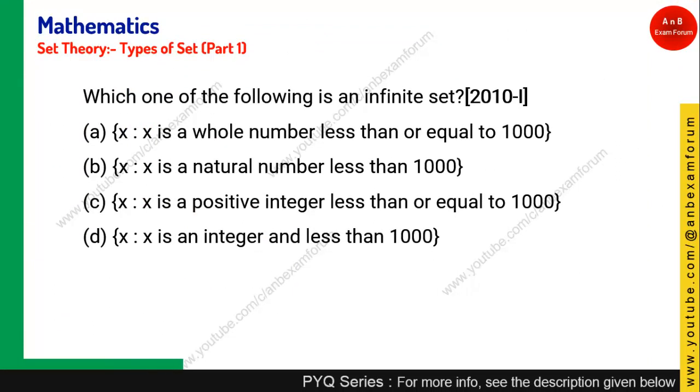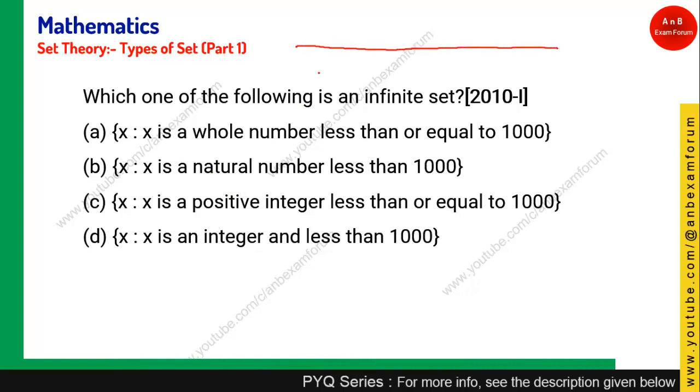Which of the following is an infinite set? It is a very simple one. Let's make a number line so that you can easily appreciate. x is such that x is a whole number less than 1000. Okay, so this is 0 and this is 1000. So obviously whole numbers start from 0 till 1000 and you can easily count. So this is a finite set, right?